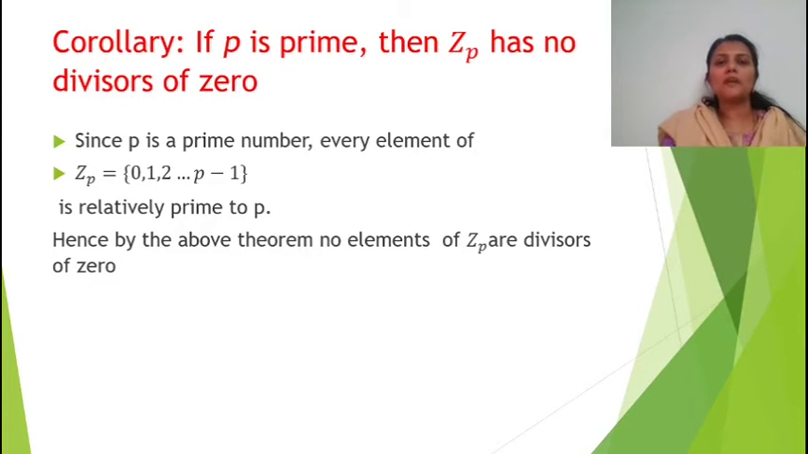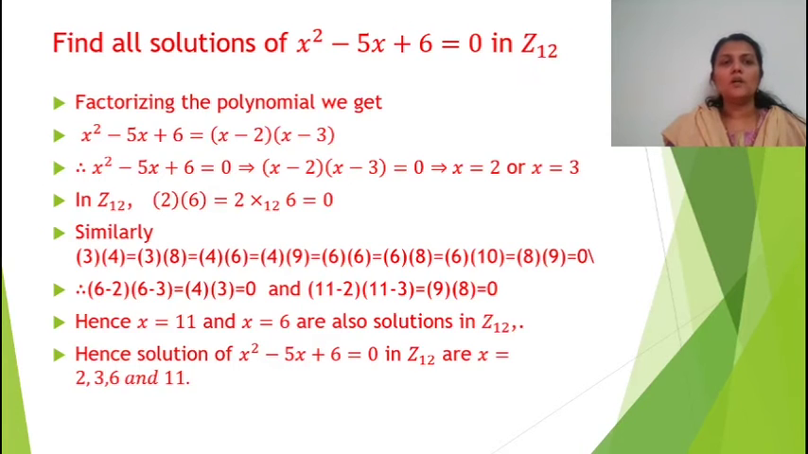If p is prime, then Zp has no divisors of 0. We have by the above theorem, in Zn, the divisors of 0 are precisely those elements that are not relatively prime to n. Here p is a prime number, so every nonzero element of Zp, 1, 2, etc. up to p minus 1, is relatively prime to p. So by the above theorem, no elements of Zp are divisors of 0. Now we have a problem.